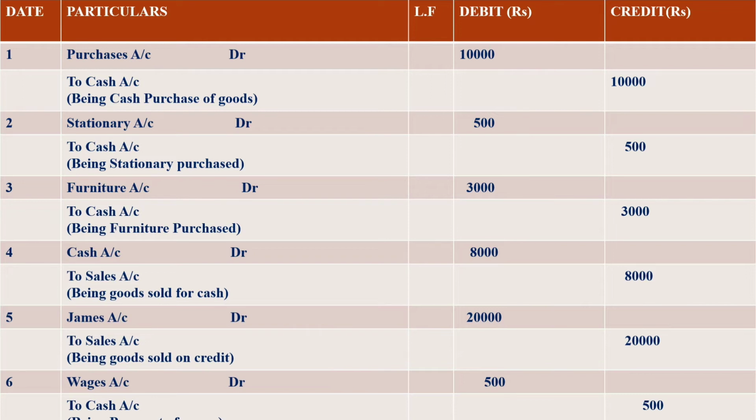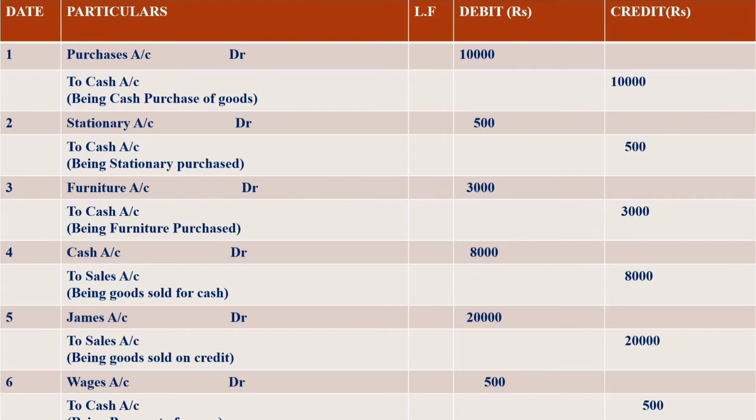And the second transaction they have given: stationery purchased for cash. It's given in our problem. Stationery is an expense. So we have to debit all expenses and losses, credit all incomes and gains. That is the rule we have to apply here. So we debit the expense, and instead of writing expenses, we write the stationery account. When we are incurring the expense, the cash goes out of the business. To show that, we put this entry: stationery account debit to cash account.